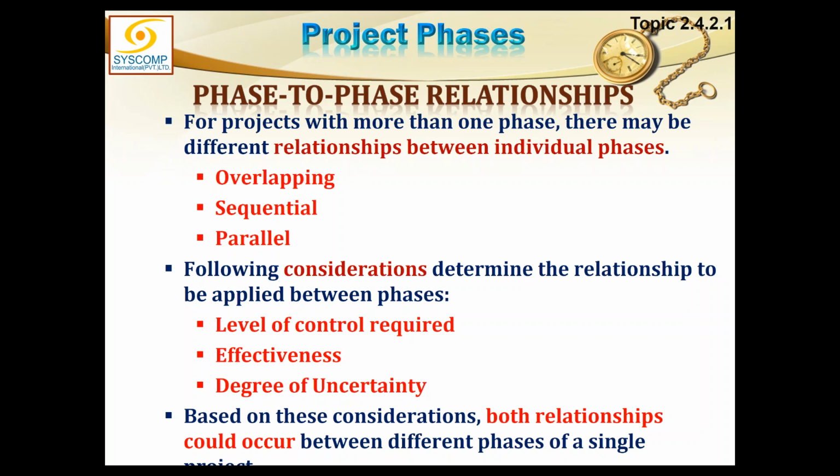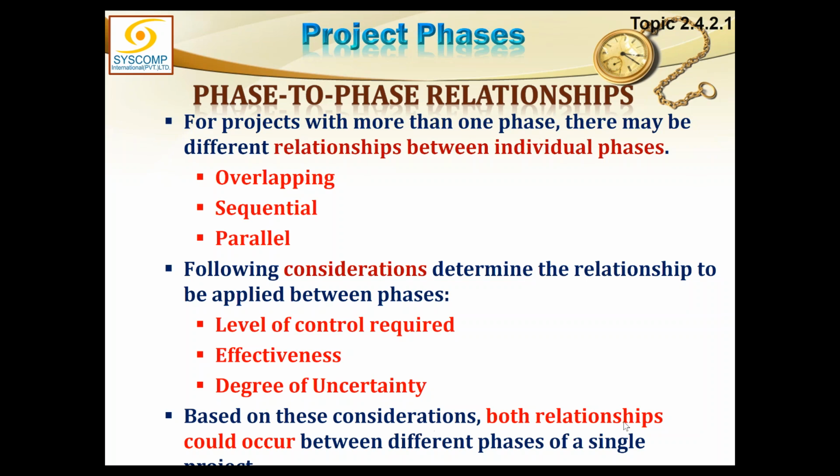Right. So this will describe the sequential and overlap. Let me skip this slide. This is not really important, except look at the middle of the slide. It says the following considerations determine the relationship to be applied between phases. Level of control required. The more control you require, the less overlap you want. No overlap, biggest level of control. If there is more overlap, more lost control. Effectiveness is also affected by that, and degree of uncertainty, that is the risk.